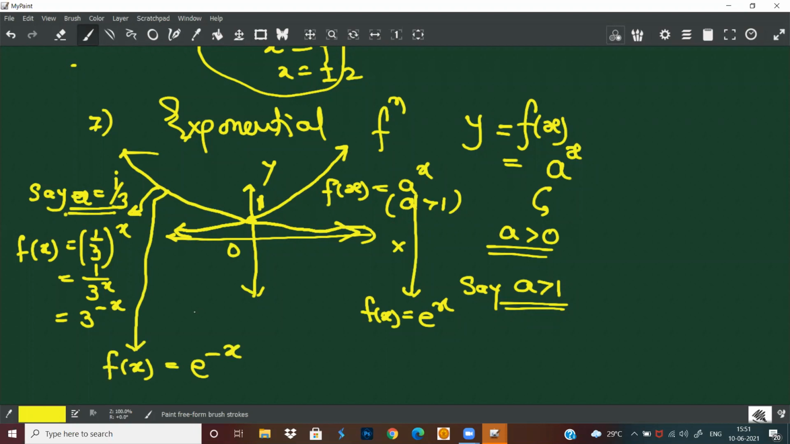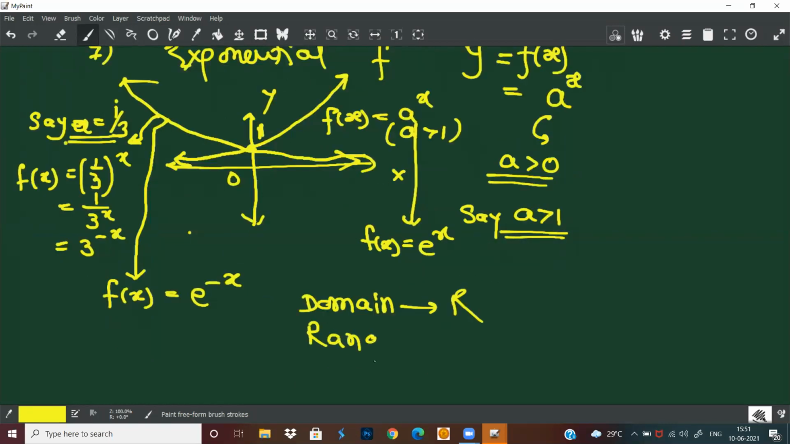In such a situation, what is the domain? The domain, value of x could be anything. But the range is not even 0, correct? Yes, it is greater than 0, staying on the positive side. 0 to infinity will be the range. Or you can write it the other way. Correct? All of you are very clear.